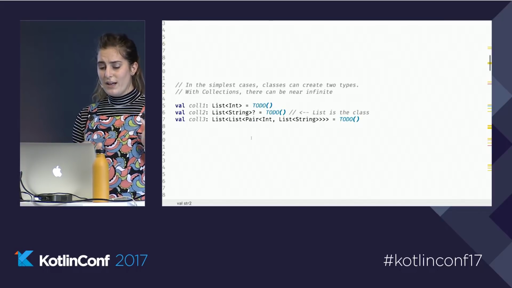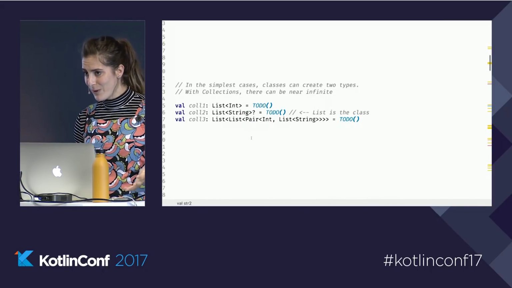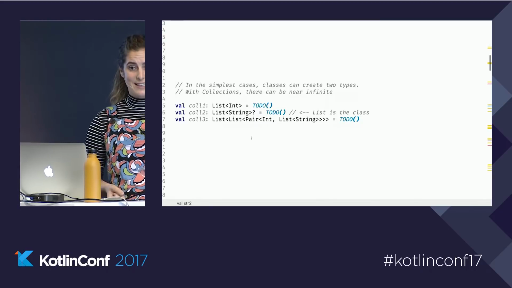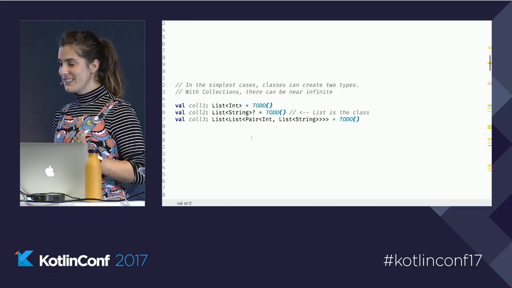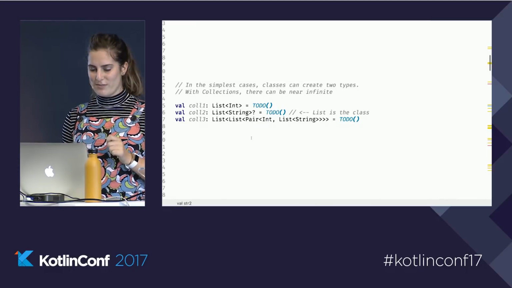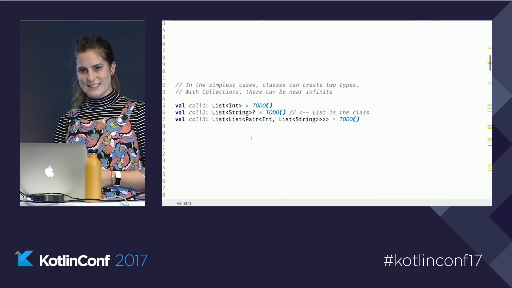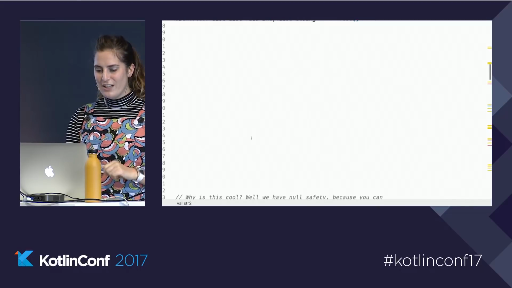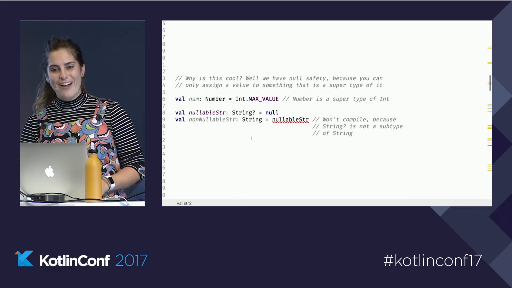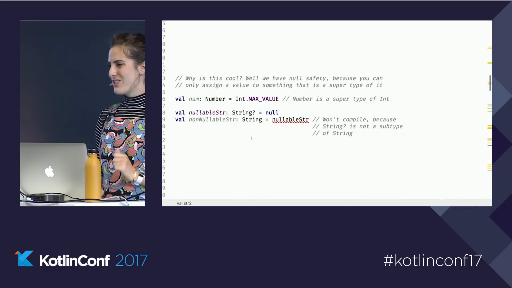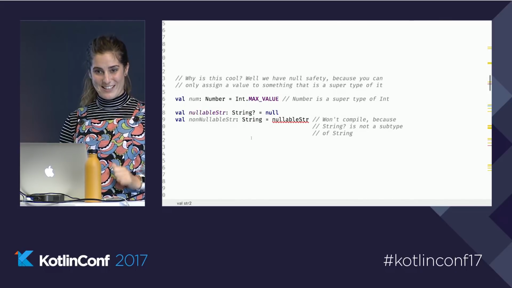Now, this can fall apart even more quickly than you would expect as soon as you get into collections, because here in all of these cases, we have the class list, and then we have list of a pair of an int of a list of a string as the type. So they are different things. OK. Why do we care at all? Well, I am contractually obligated to mention nullability in any talk I give about Kotlin, so here it is.